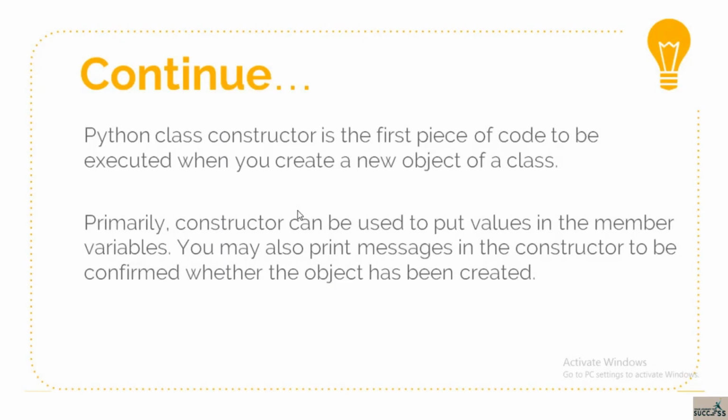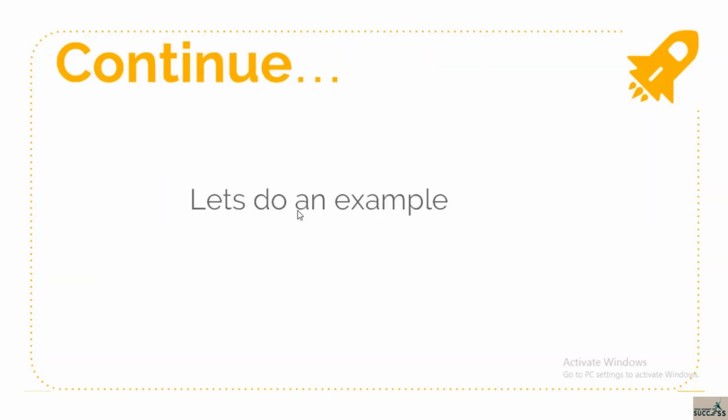A Python class constructor is the first piece of code to be executed when you create a new object of a class. As soon as you create a new object, the constructor method is called, and it can be used to put values in the member variables. You may also print messages in the constructor to confirm whether the object has been created or not. So now let's do an example.